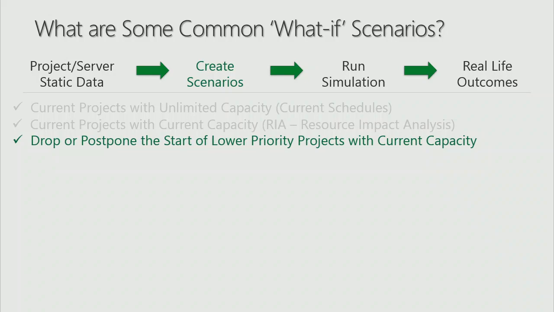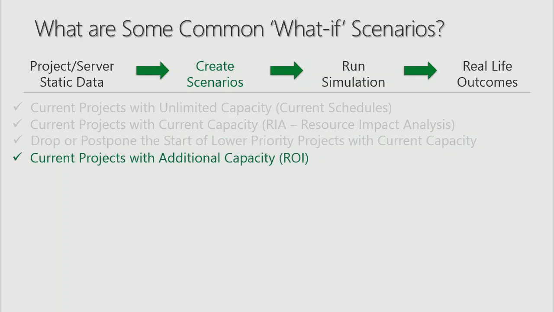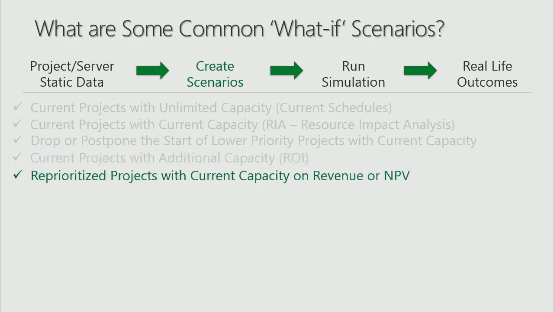Once we diagnose we have a problem, then we can start looking at solutions. Perhaps we drop some projects. We can delay the start of lower priority projects in order to try to bring our projects back on schedule. We can experiment with trying to get our projects back on schedule by hiring additional capacity or using more money. And this is an ROI. Is it worth the money to get these projects back on schedule by hiring these people? We can look at that as a scenario.